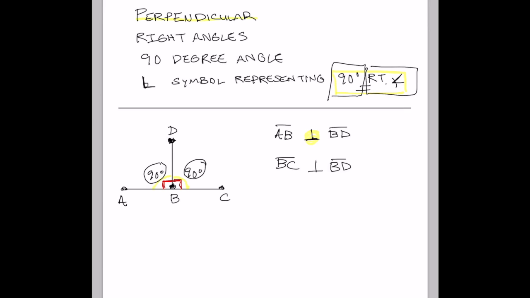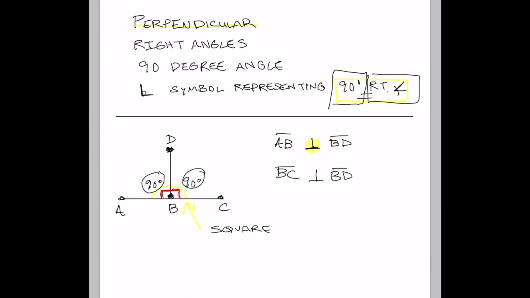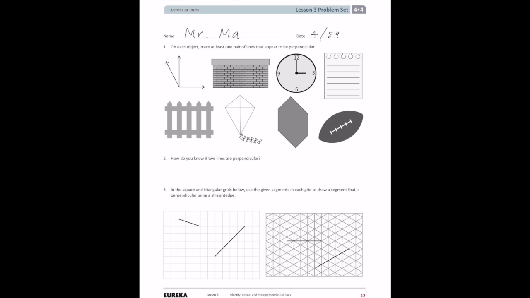And then a symbol that you might see besides this little square at a vertex point, right? That's a square at a vertex point. That symbol in red is saying that it is, again, a 90-degree angle. Okay. All right, so here we're on lesson 3.